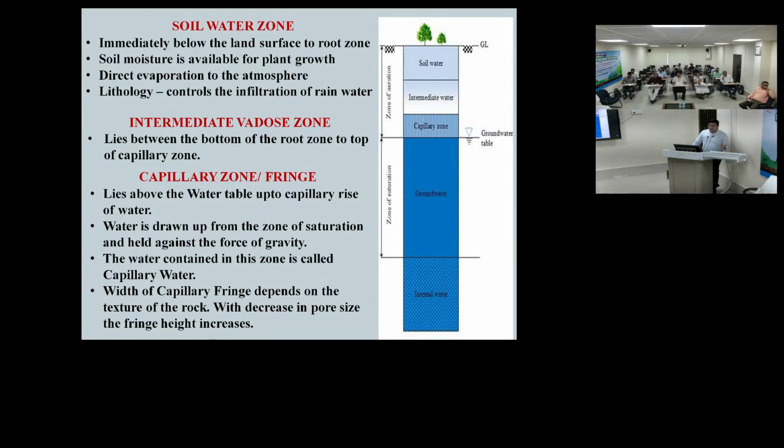SiO2 is there, and water is H2O, so there is a molecular attraction; surface tension forces hold the water. So capillary rise of water happens: water is drawn from the zone of saturation and held against the force of gravity. When the zone is saturated, we call it the saturation zone. But where the pressure of water is in equilibrium with the atmospheric pressure, we call it the groundwater table.